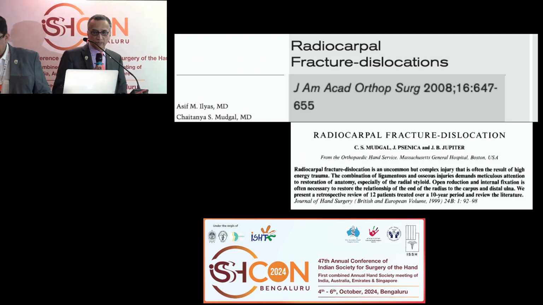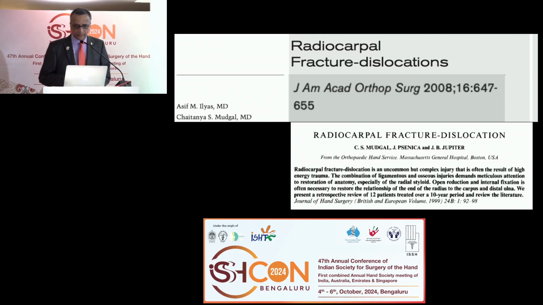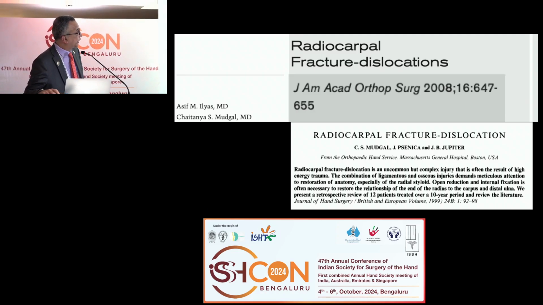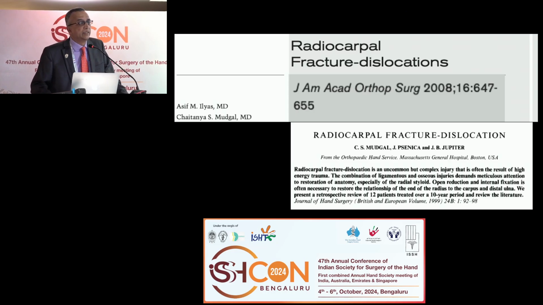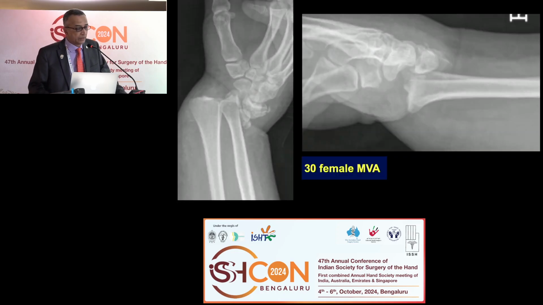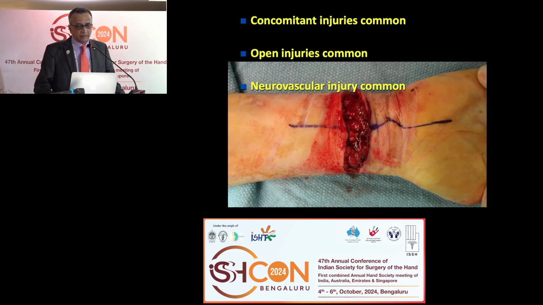Okay. So one of the things that we learned about this is, now I agree that the radiographs are reasonably nebulous, but let's presume we've done the traction films, we've done the CT scan, and we've come to the conclusion that it's a radiocarpal dislocation, much like this one. And the fracture geometry is fairly predictable. Concurrent injuries are very common. Open injuries are very common, about 7%. And neurovascular injuries are very common.